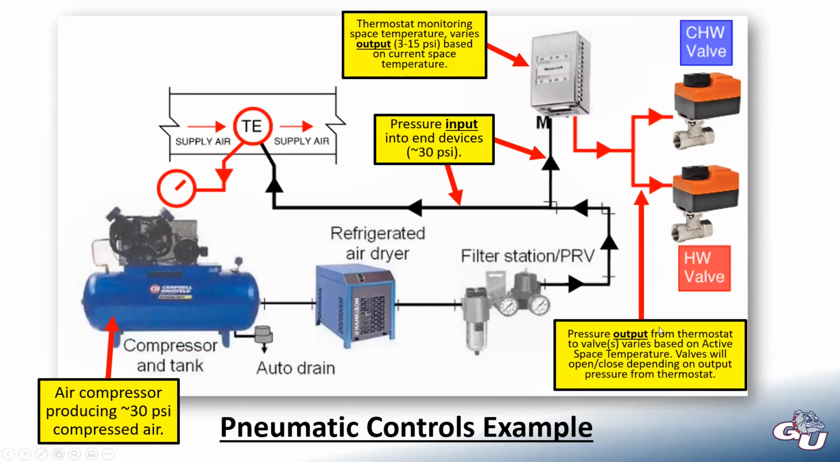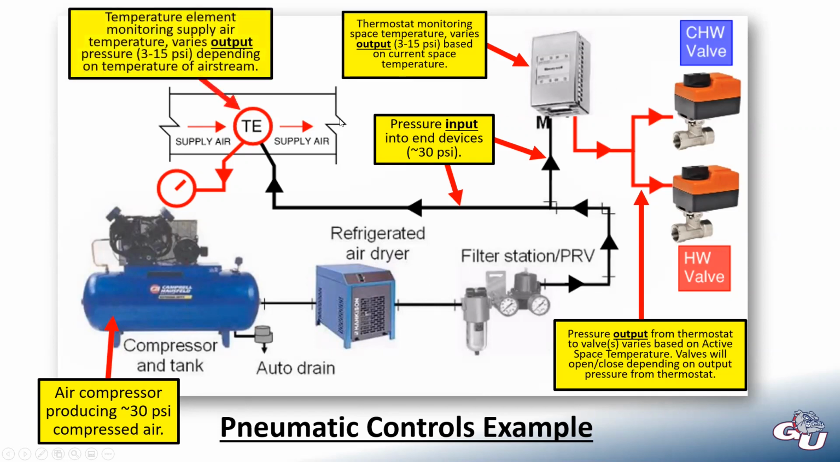So yeah, the pressure output will vary from the thermostat based on the space temperature being read right here. You could have also a temperature element that's monitoring the supply air temperature, assuming this is a cross section of a duct, and we want to know what's the temperature of the air moving through this duct. So we're still sending that 30 psi into that sensor, and then depending on the active reading, that will change the pressure output, which will then go to a temperature gauge, or I guess a thermometer would be another term for it.